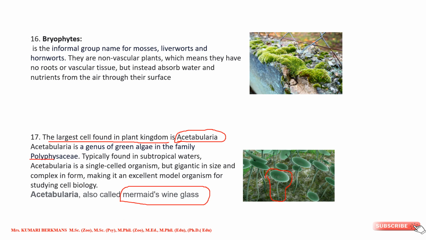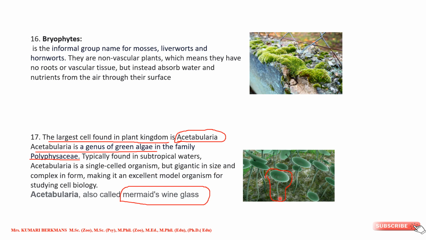Polyphysiae. Okay. Which one? Acetabularia. Okay, so it's a genus of green algae in the family Polyphysiae. It is typically found in tropical water. Acetabularia is a single cell organism. Okay, single cell organism but gigantic in size.